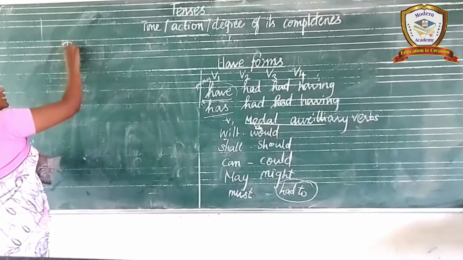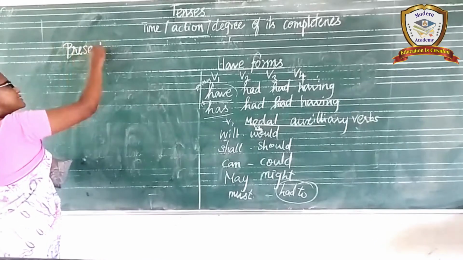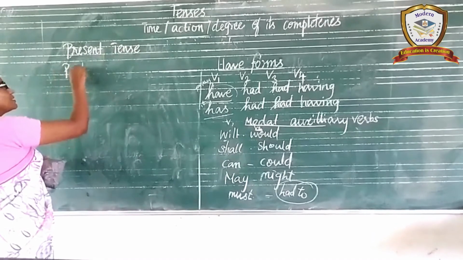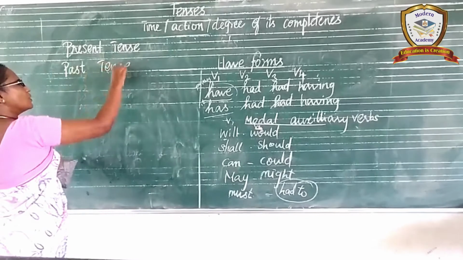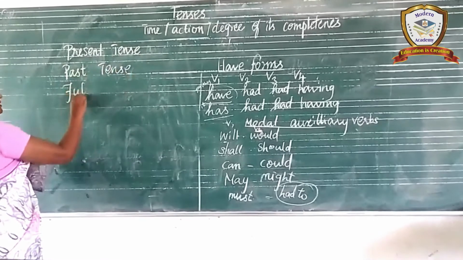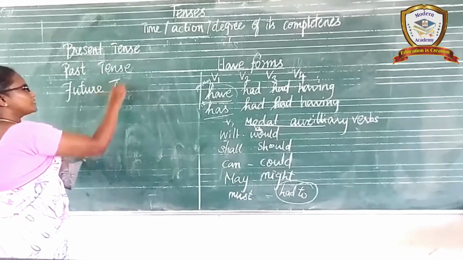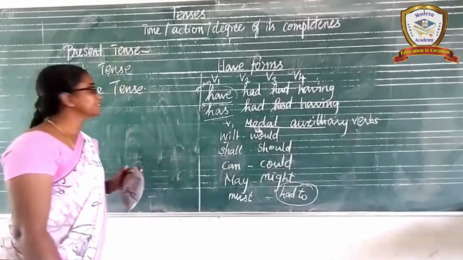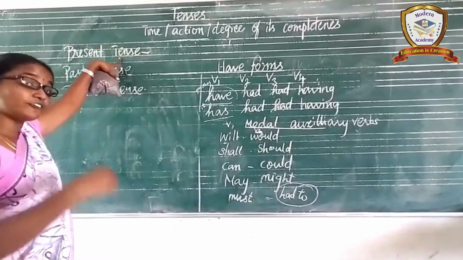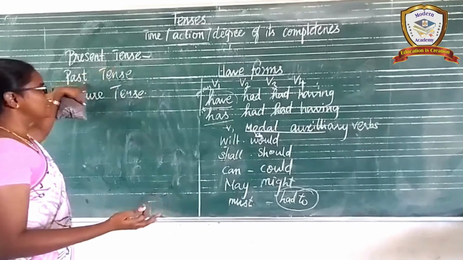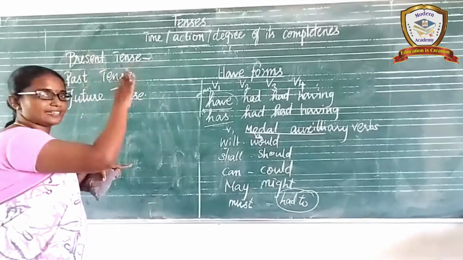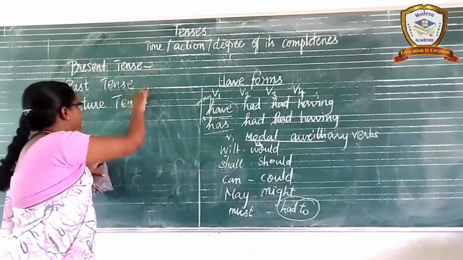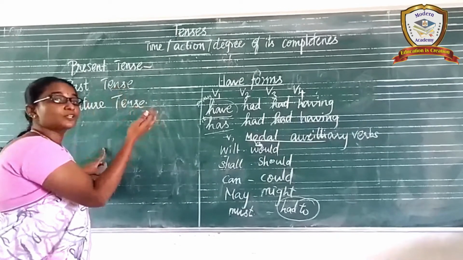Present tense, what are the main things? Present tense, past tense, future tense. Present tense stands for today's activities. Past tense stands for yesterday. Present tense stands for today. Past tense stands for yesterday. Future tense stands for tomorrow.